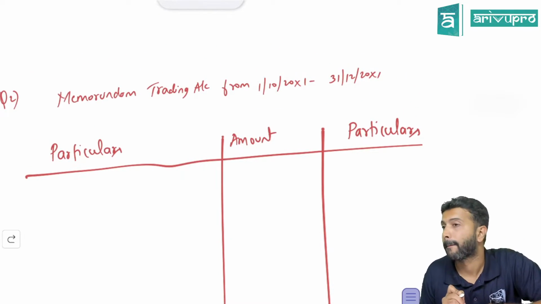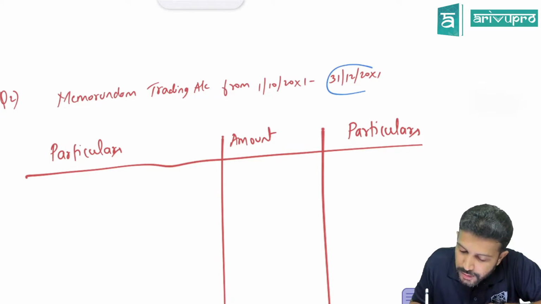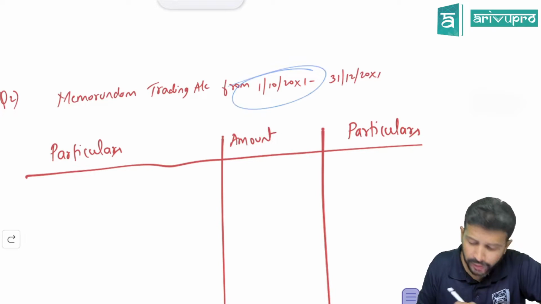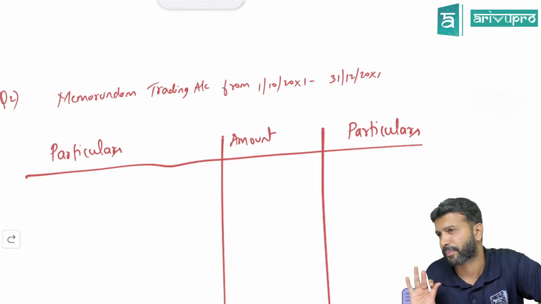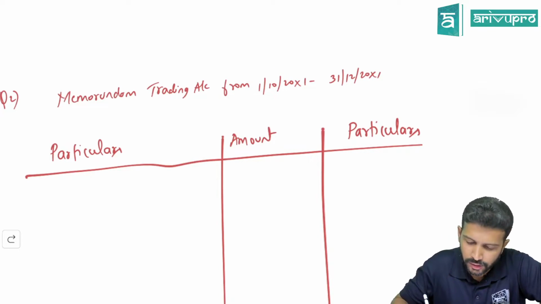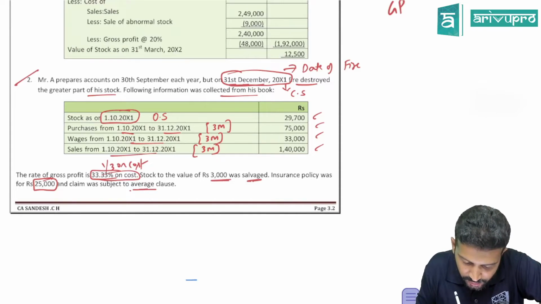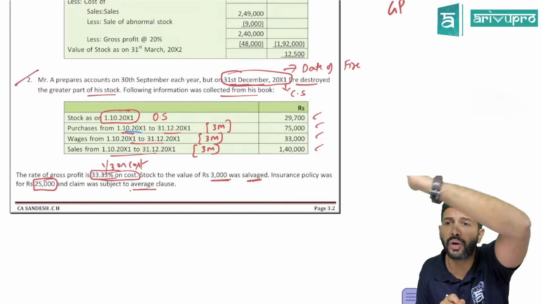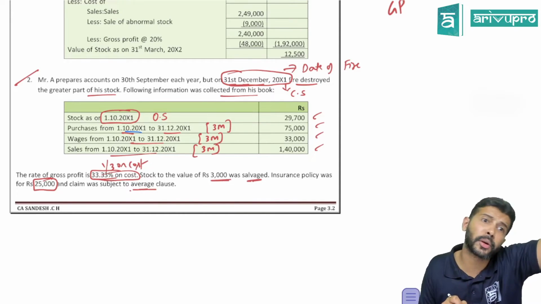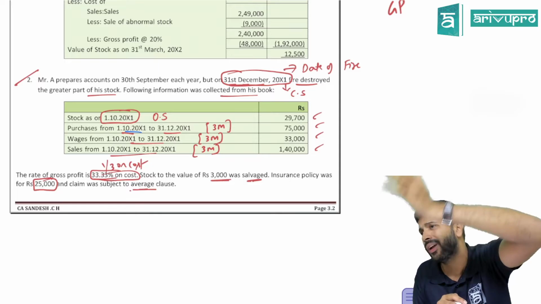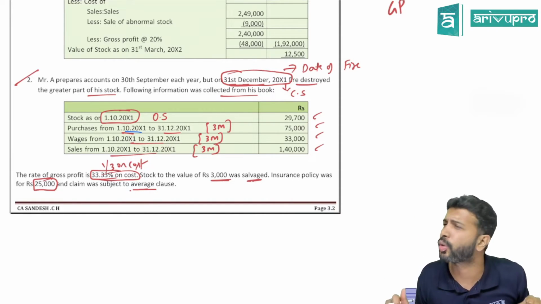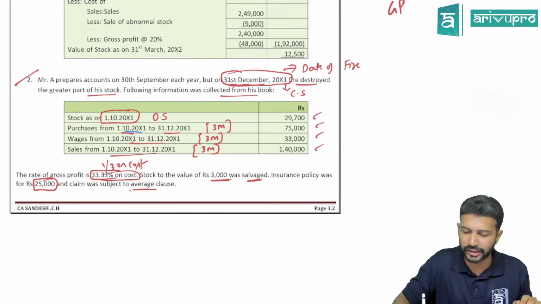Why 31st December? Because that is the date of fire. Why have I chosen 1st October? Majburi, because data is only given from 1st October. If they had given the data from 1st June, I would have done it from 1st June to 31st December. If from April, I would have done it from April to December. But here the data is only given from 1st October, so I'm forced to do it from October. The data you choose becomes your starting point.